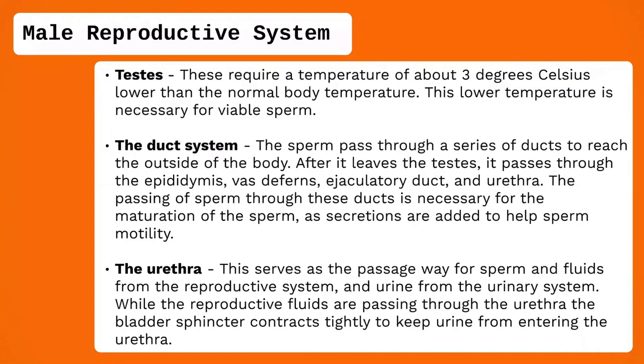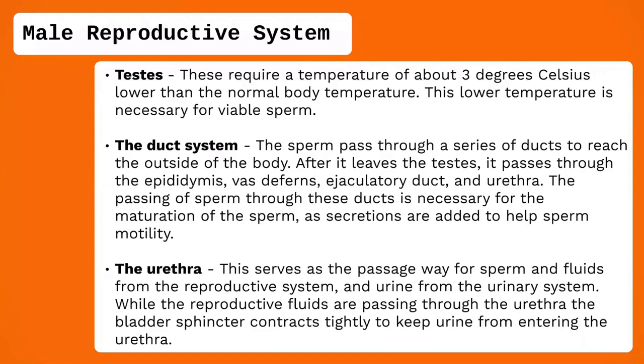The duct system: the sperm passes through a series of ducts to reach the outside of the body. After it leaves the testes, it passes through the epididymis, vas deferens, ejaculatory duct, and urethra. The passing of sperm through these ducts is necessary for the maturation of the sperm, as secretions are added to help sperm motility. Finally, we have the urethra.